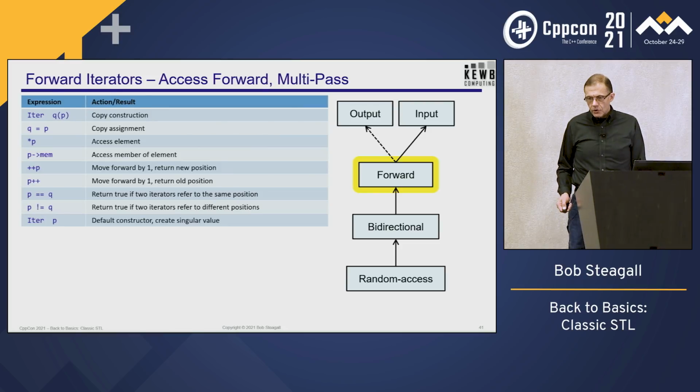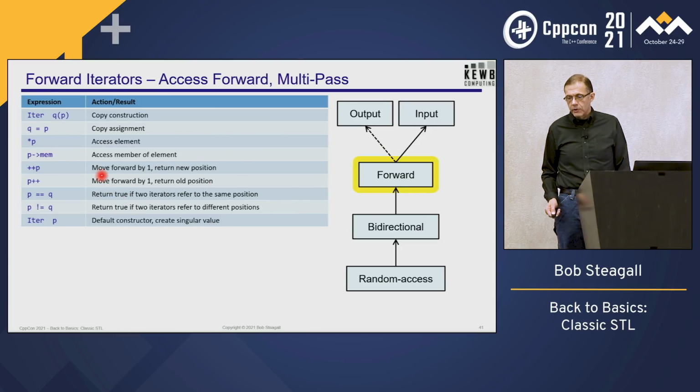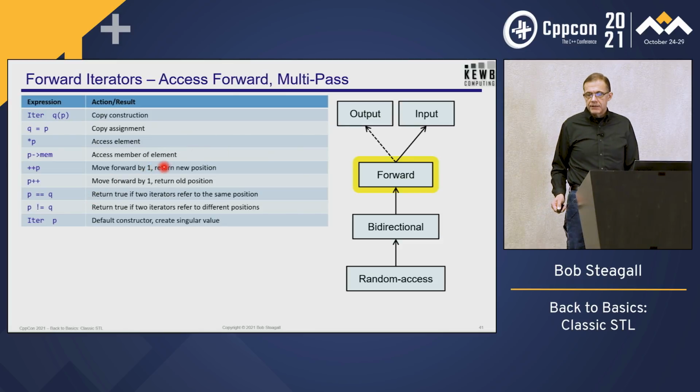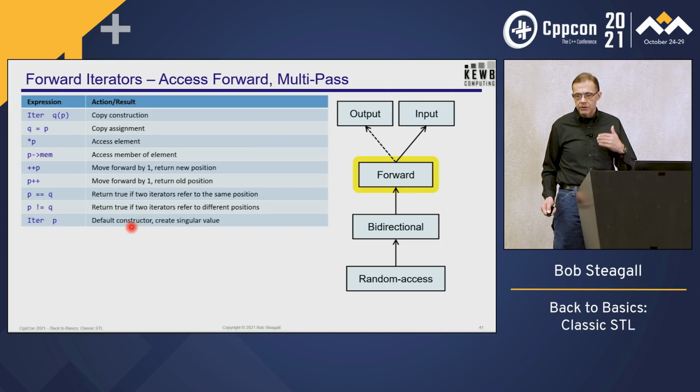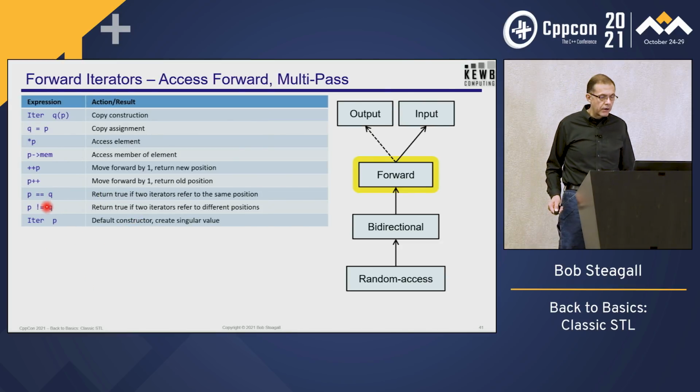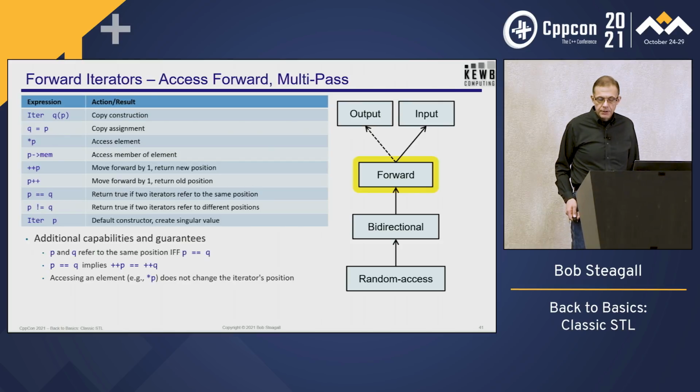Now we can access elements as many times as we like. We can move forward by one, and with forward iterators, we're guaranteed that whether we're pre-incrementing or post-incrementing, we're going to get the new position in performing that operation. We can do comparison of iterators, and it means what you would think it would mean.